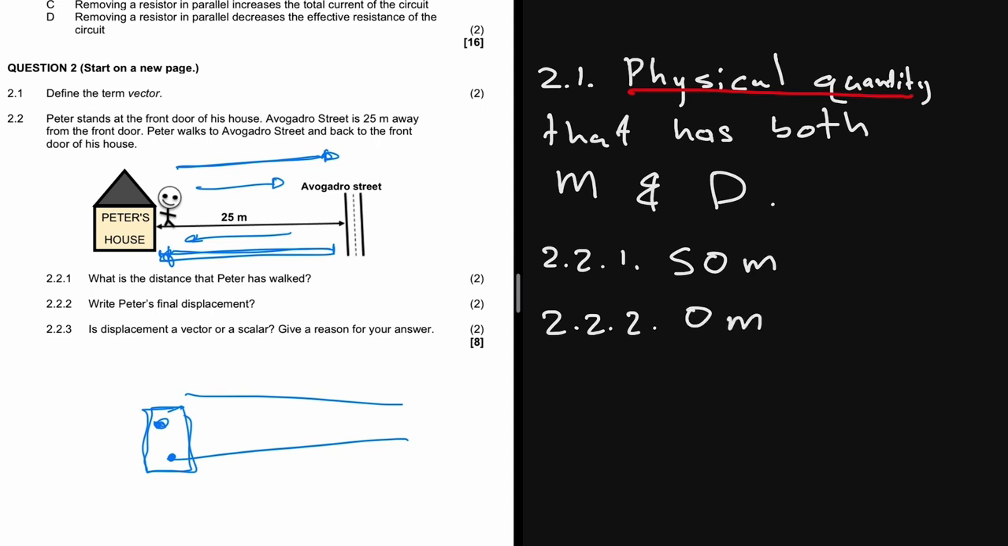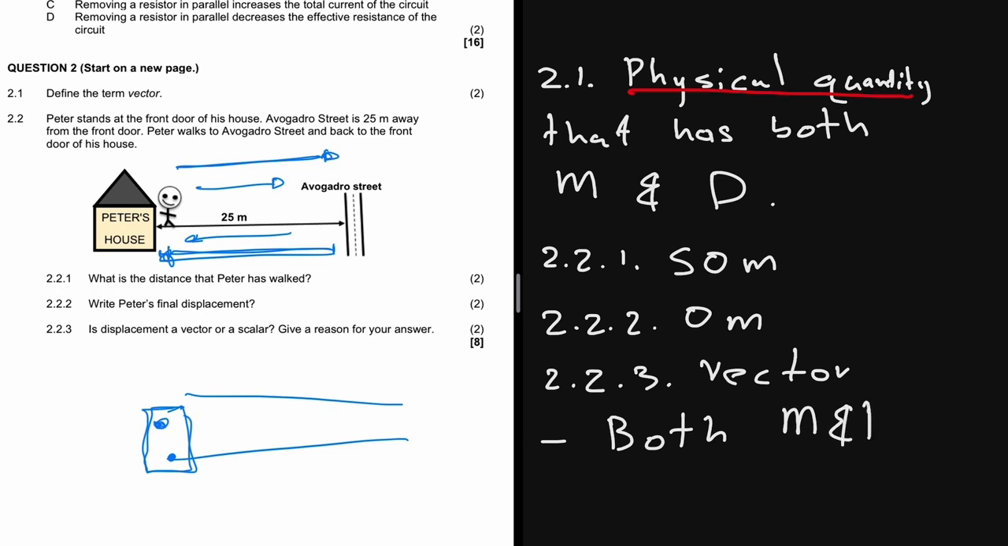The last question, 2.2.3, says: is displacement a vector or a scalar quantity? Displacement is a vector quantity, because it has both magnitude and direction. Remember, you can write magnitude and direction in full. So displacement is a vector quantity. The reason is that it has both magnitude and direction.